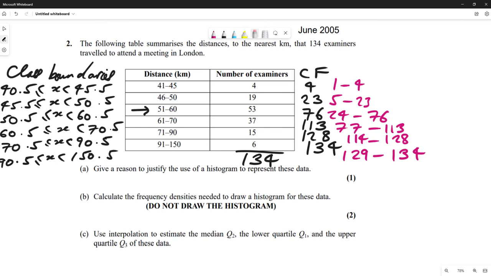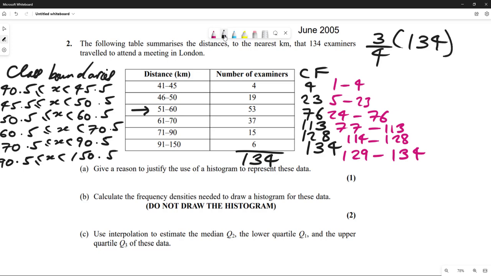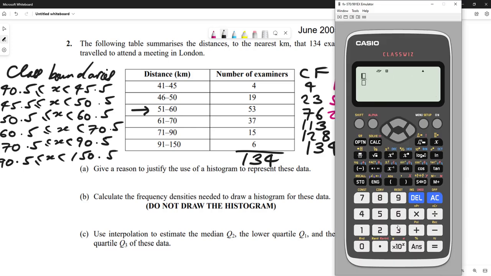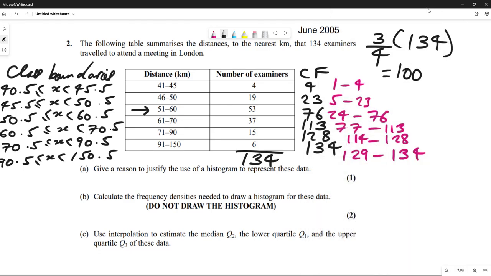So now what we're going to do, we're going to work out the upper quartile. So the upper quartile is going to be 3/4 times 134. We can again do that on our calculator. So we're going to do 3/4 times 134, which gives me 100.5. So I get 100.5 fifth data point. That's what we're interested in.